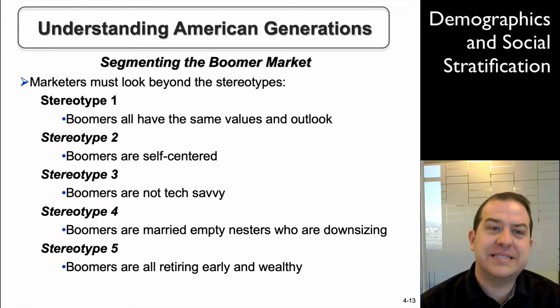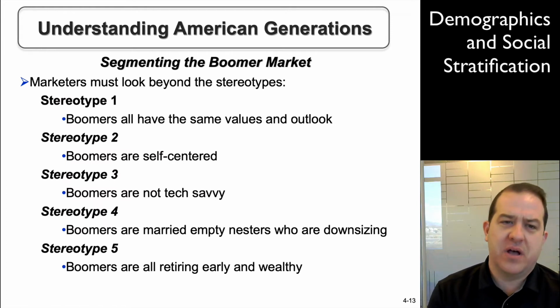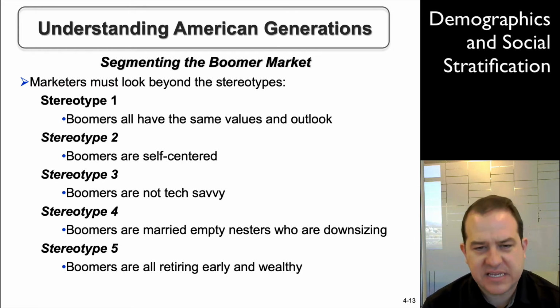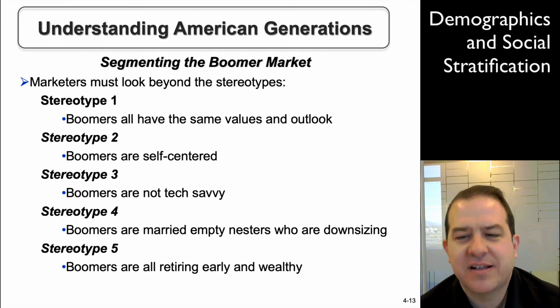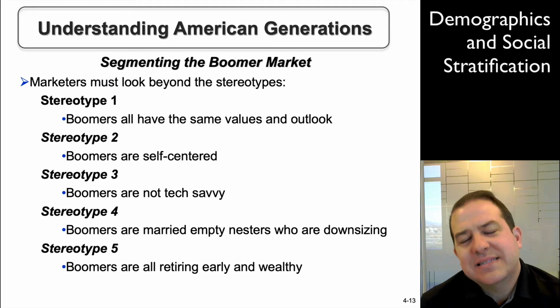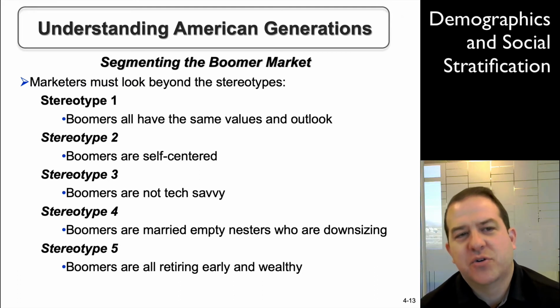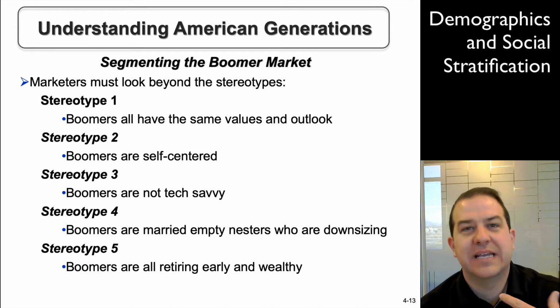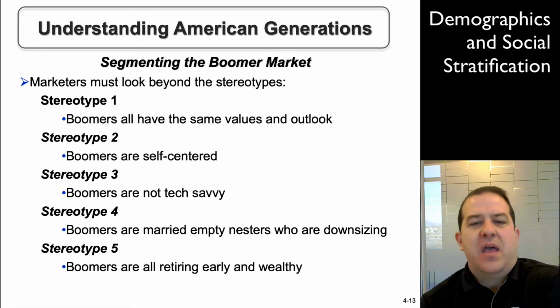So when we stereotype these people, we've got to look beyond that. But I think a lot of times we think that all the boomers have the same values and outlook. They're all self-centered. They're not tech savvy. They're married empty nesters who are downsizing, and they're all retiring early and wealthy. That's not exactly true, but some of those things can be true. But once again, we need to understand our boomer that we're going after to get empathy, not assume.